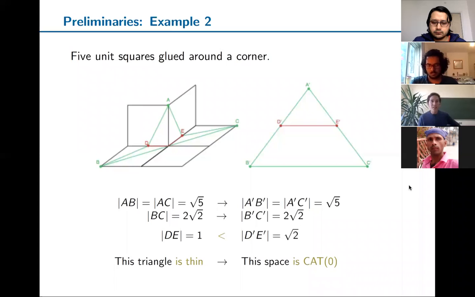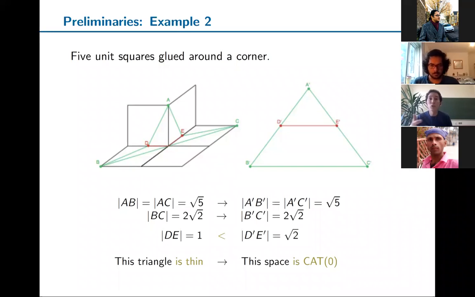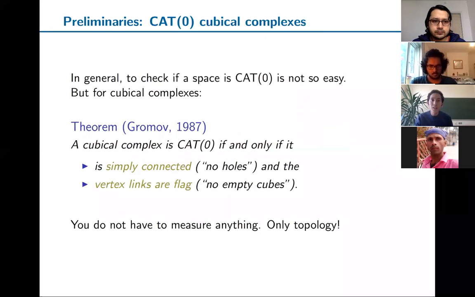But actually, I'm kind of cheating here, because if you want to check if a space is CAT(0), then you need to check that the distance between any 2 points D and E is smaller than the distance between the corresponding points D prime and E prime. I just checked 2 points in this example. If you want to do it in general, you need to check all the points. But not only that, you need to check all the triangles. So in general, checking if a space is CAT(0) is not an easy task.